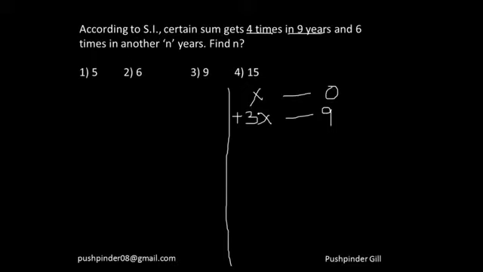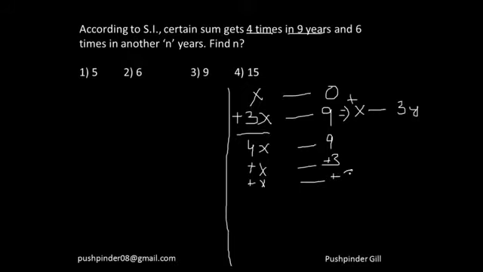Now let's see how much time will it take to become 6 times. So it has already become 4 times of itself in 9 years. So if it increases by 3 times in 9 years, from this I can deduce that it will increase by 1 time in every 3 years. If it increases by 3 times in 9 years, every 3 years it will increase by 1 time. So 1 time 3 years, 1 time 3 years. Fine. That means it is going to become 6 times of itself in 9 plus 3 plus 3, that is 15 years.